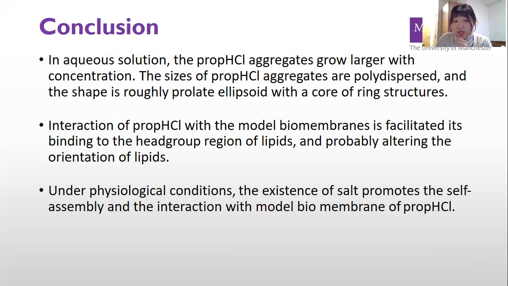From the interaction study, propranolol hydrochloride interacts with model biomembranes by binding to the head group region of lipids, probably has a preference when interacting with lipids, and also alters the orientation of lipids to form lipid domains. And under physiological conditions, which means in saline, the existence of salt can promote the self-assembly and the interaction of the drug with model biomembranes.